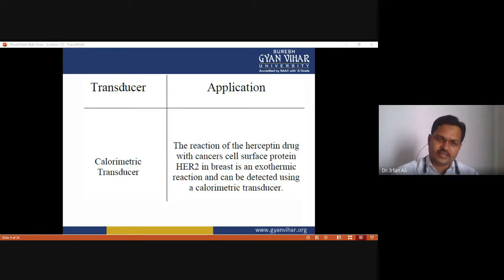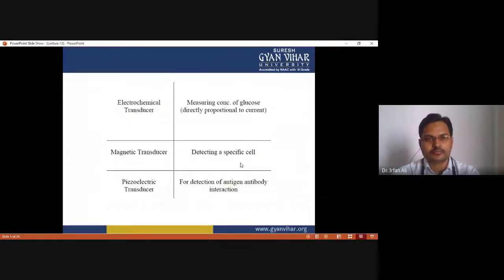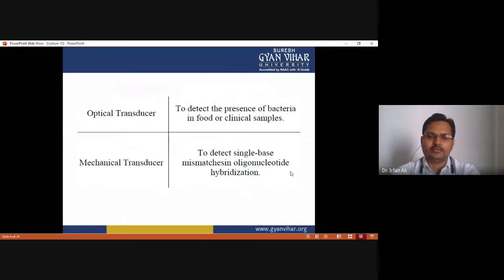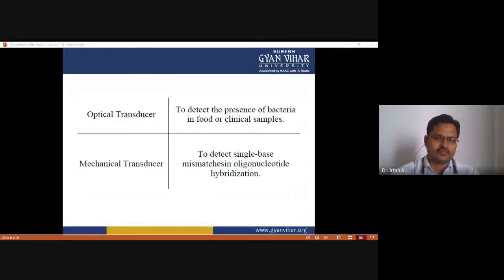Another transducer is the electrochemical transducer, which can measure the concentration of glucose, which is directly proportional to the current. That's why the electrochemical transducer is used for this. Another is the magnetic transducer, which can be used for detecting specific cells, and another is the piezoelectric transducer, which can be used for the detection of antigen-antibody interaction.